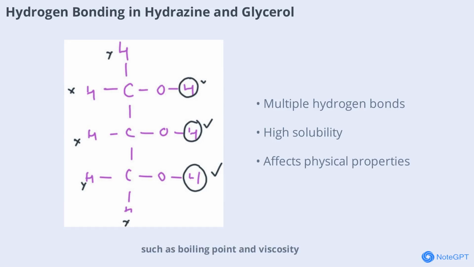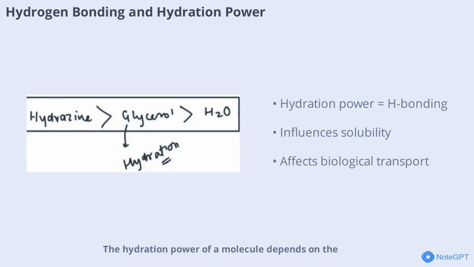The hydration power of a molecule depends on the number of hydrogen bonds it can form with water. Hydrazine, glycerol, and water all have high hydration power due to their ability to form extensive hydrogen bonding networks. This property is important in biological systems, where hydration shells around ions and molecules influence their behavior and interactions.